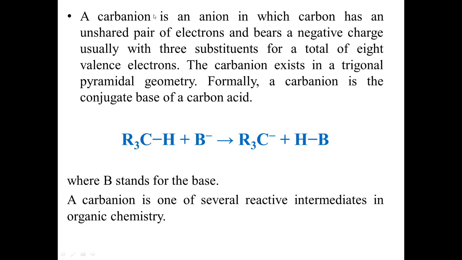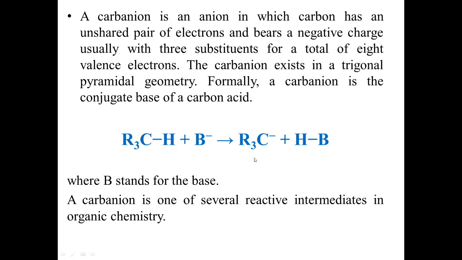What does it mean? It means that in any compound, carbon forms 4 bonds with 4 other substituents. For example, R3CH. In this compound, carbon forms 4 bonds. But in a carbon anion, it forms only 3 bonds with 3 different substituents and bears an unshared pair of electrons, and hence it has a total of 8 electrons in its valence shell.